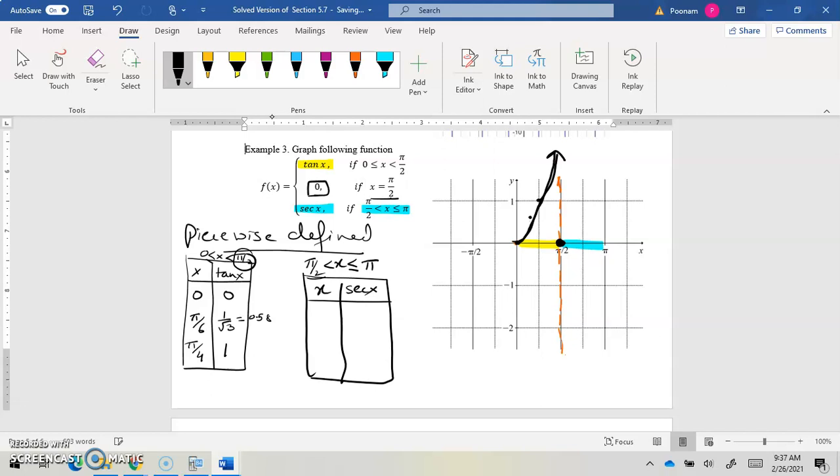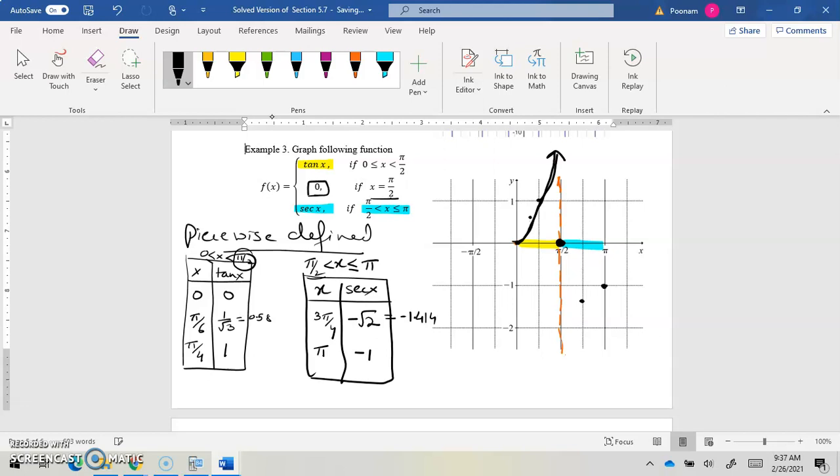What other value can we take after pi by 2? So let's say 3 pi by 4. At 3 pi by 4, the cos function is 1 by root 2 with a negative sign. So the secant function would be negative root 2. So that will be negative 1.414 approximately. So here it will be this. At pi, the cos function is negative 1. So the secant function would be negative 1, too. So this is the point.